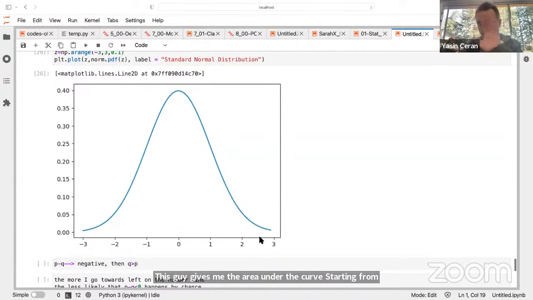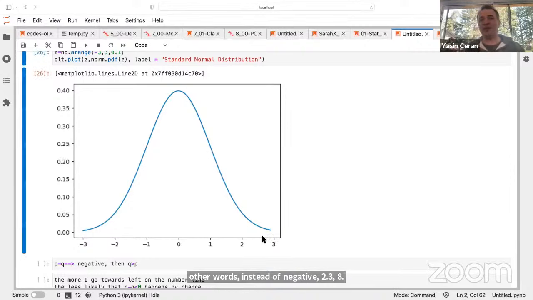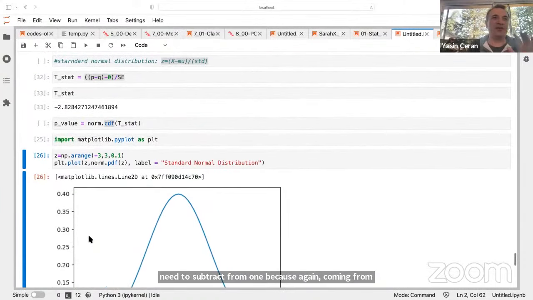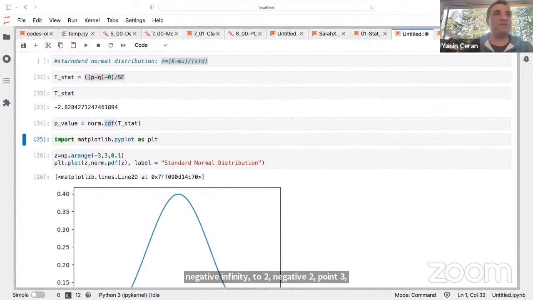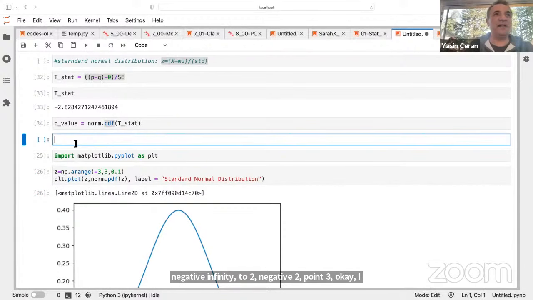So if you are doing a right tail test, in other words, instead of negative 2.38, let's say your t-stat is 2.38, then the CDF is going to give you the area under the curve all the way to 2.38. But you are focused on this small area here, right? Then you need to subtract from 1. If it was right tail. Because it is left tail, we don't need to subtract from 1, because again, we're coming from negative infinity to negative 2.38. Okay, I talked too much, so let me find the p-value. So let's see what the p-value is.